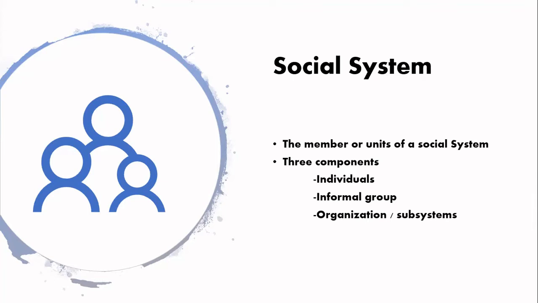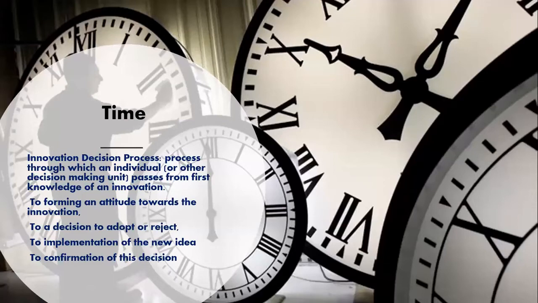Actually, we call it a social system, but it is the place where we practice this diffusion process, right? The fourth component is time. When we create innovations, use different communication channels and convey that message to the social system, which may be individuals, informal groups or formal groups, time is considered as an element of diffusion. Diffusion is a process of taking decisions to adopt or reject, so it considers the time factor as one element.